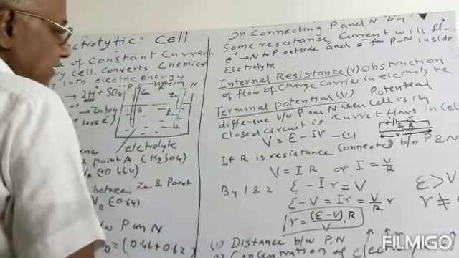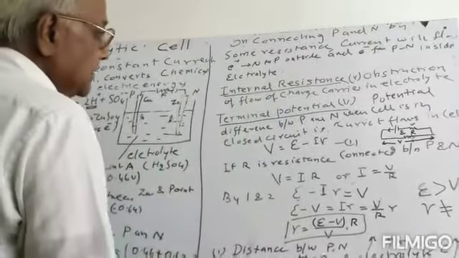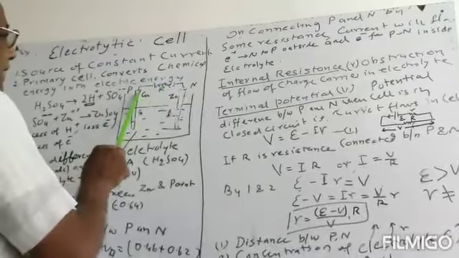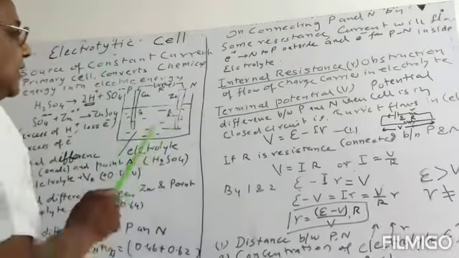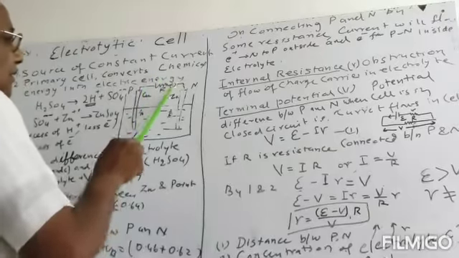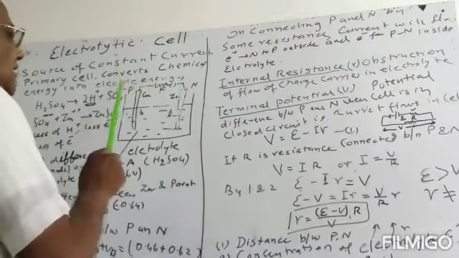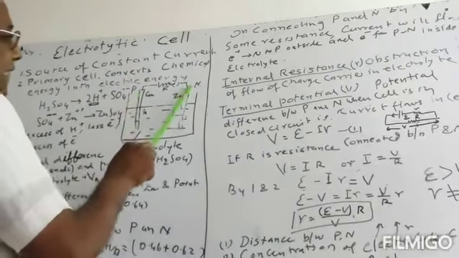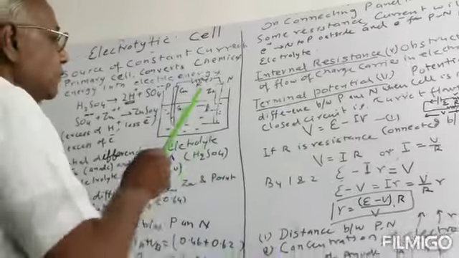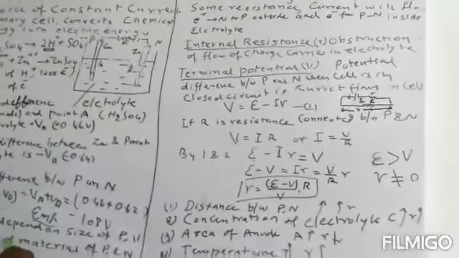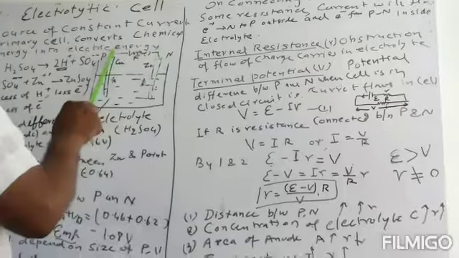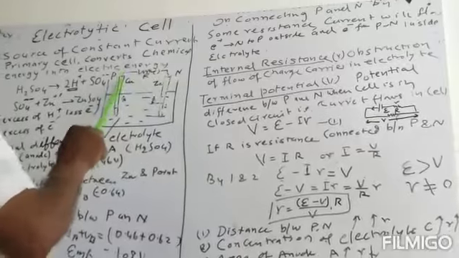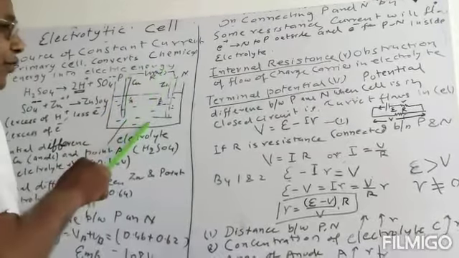Now what is the terminal potential? The potential difference between P and N when they are in open circuit, meaning no current is flowing, is the EMF. But if we connect them through a resistance, current will flow from P to N outside and from N to P inside, and there will be a fall of potential.